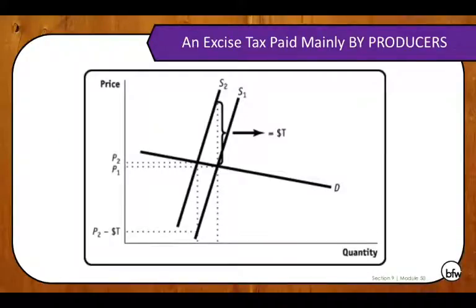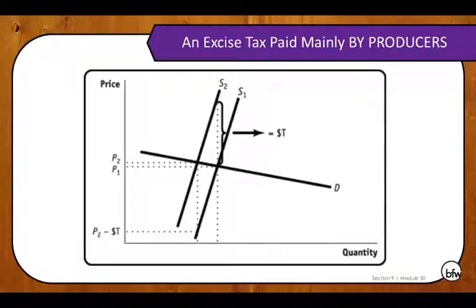Now let's look at an example when an excise tax is paid mainly by producers. We can create a market where the sellers will pay most of the tax. Notice here, the price rises just slightly to P2 from P1, just a small increase in price. But the sellers must then pay T dollars of tax, so the after-tax price sellers receive is nearly T dollars lower than the original price of P1.